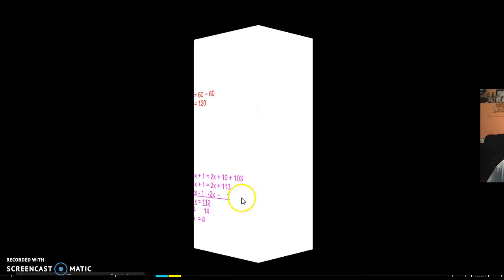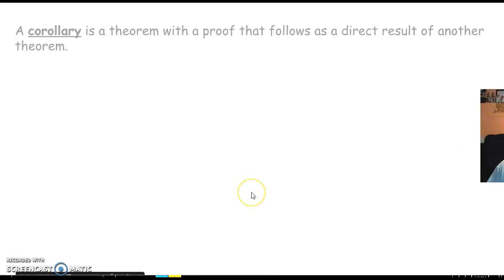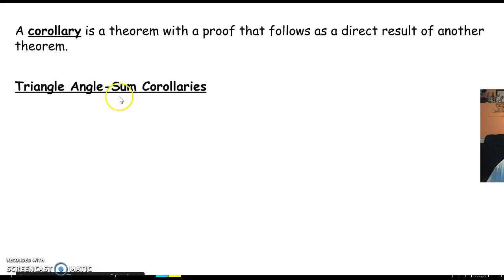And that is the end of lesson 4.2. Oh, almost the end of lesson 4.2. Psych! Made you think. A corollary is a theorem without proof that follows as a direct result of another theorem. So a couple corollaries. These are kind of things that when you think about it, they're just going to make sense. Triangle angle sum corollaries.